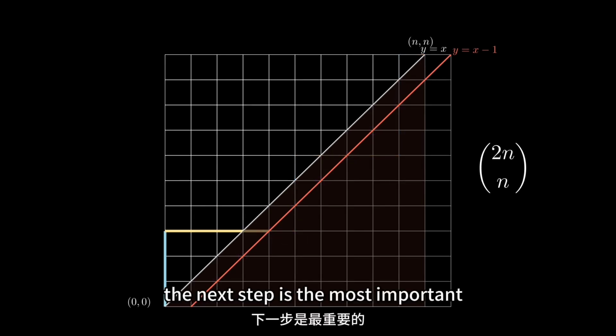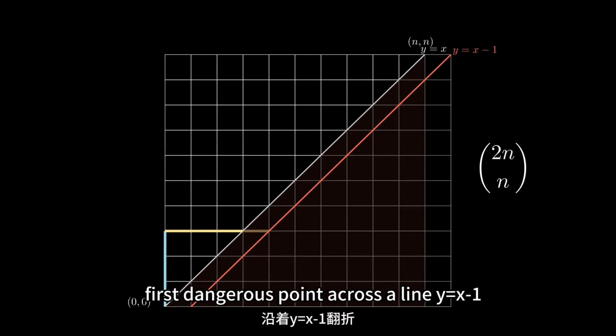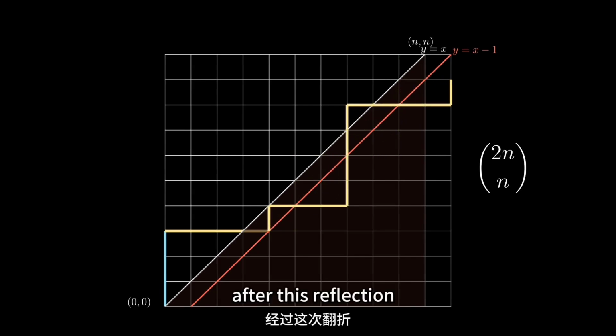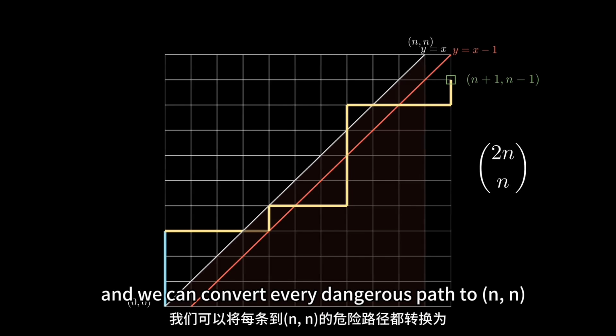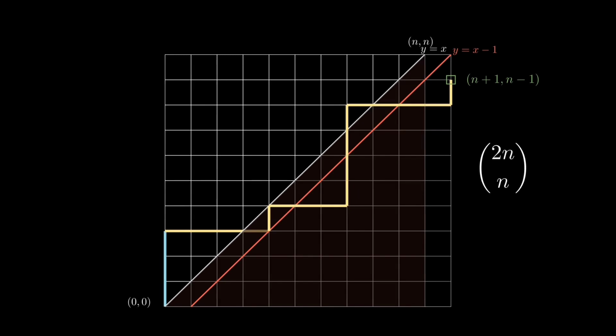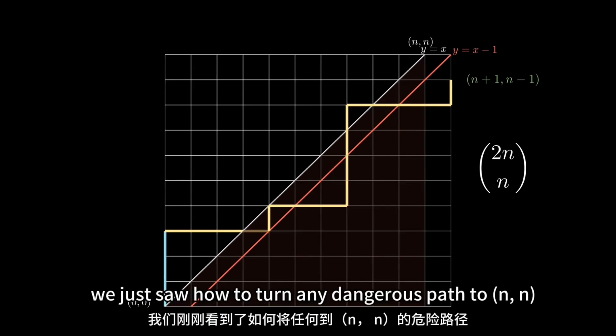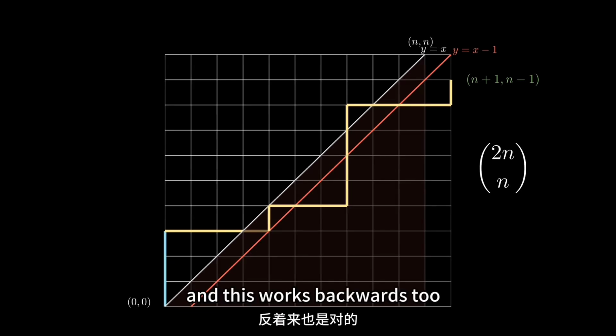The next step is the most important. Now we reflect every segment of the path that comes after this first dangerous point across the line y equals x minus 1. After this reflection, the original endpoint (n,n) gets mapped to its mirrored counterpart (n+1,n-1). And we can convert every dangerous path to (n,n) into a normal path to (n+1,n-1). Here comes another really cool part. We just saw how to turn any dangerous path to (n,n) into a path ending at (n+1,n-1), and this works backwards too.